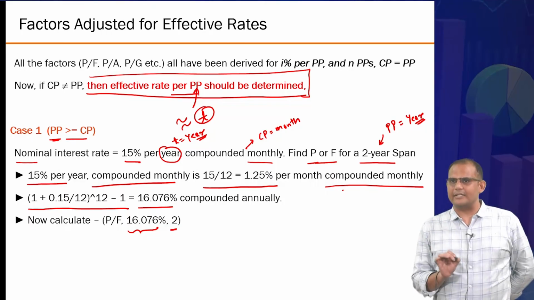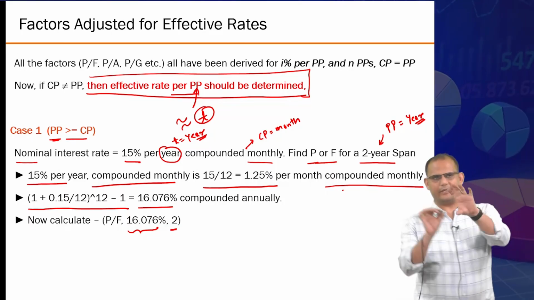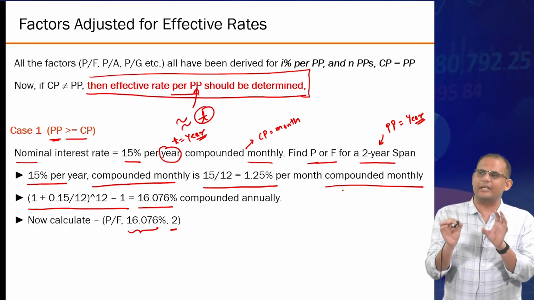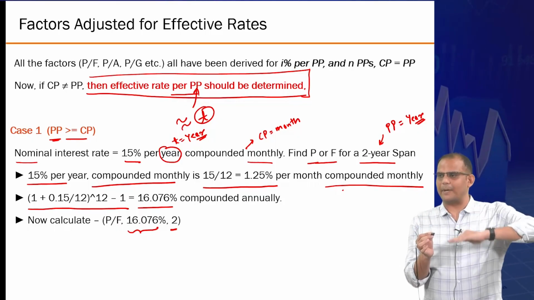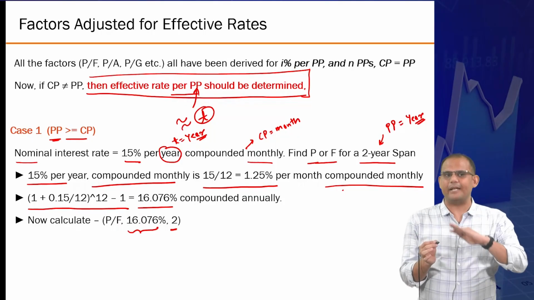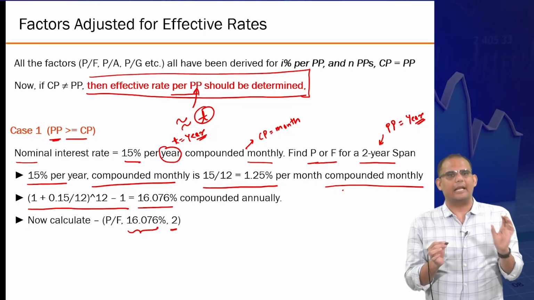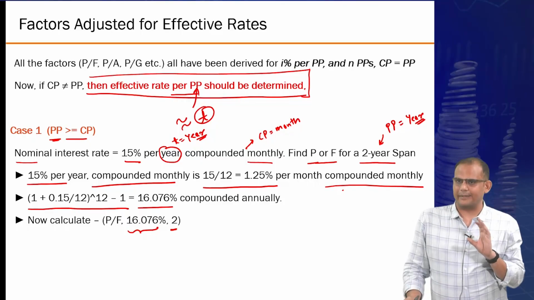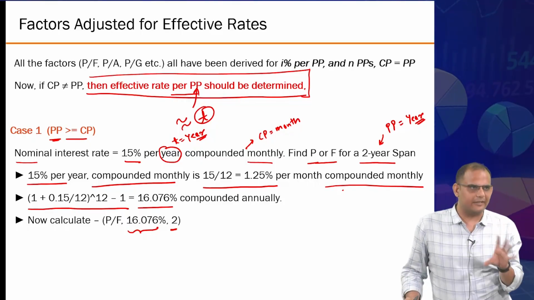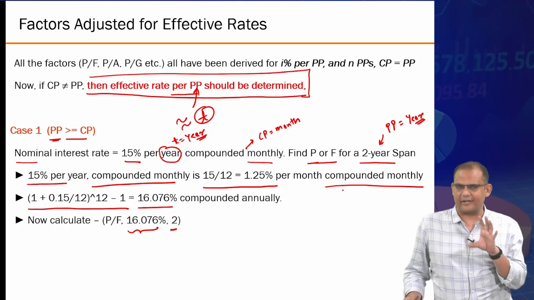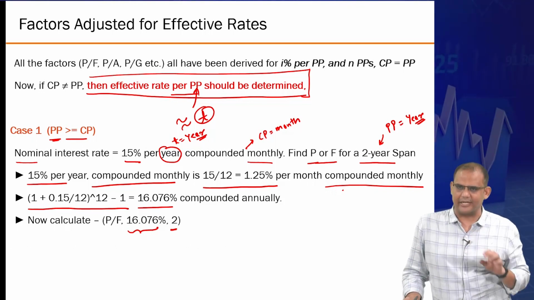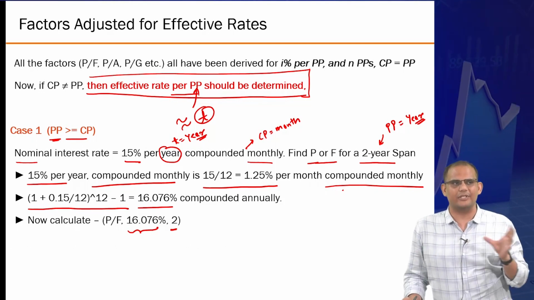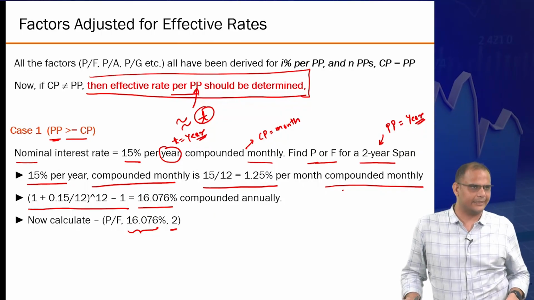So what I have done is, whatever the rate was expressed as, I have converted that rate into per PP, which is the payment period unit, and then the number of PPs I am not changing. I am not worried about that. Why? It will become clear. Give me some time towards the end of the lecture today. You will get more clarity of why this works and why it doesn't work.